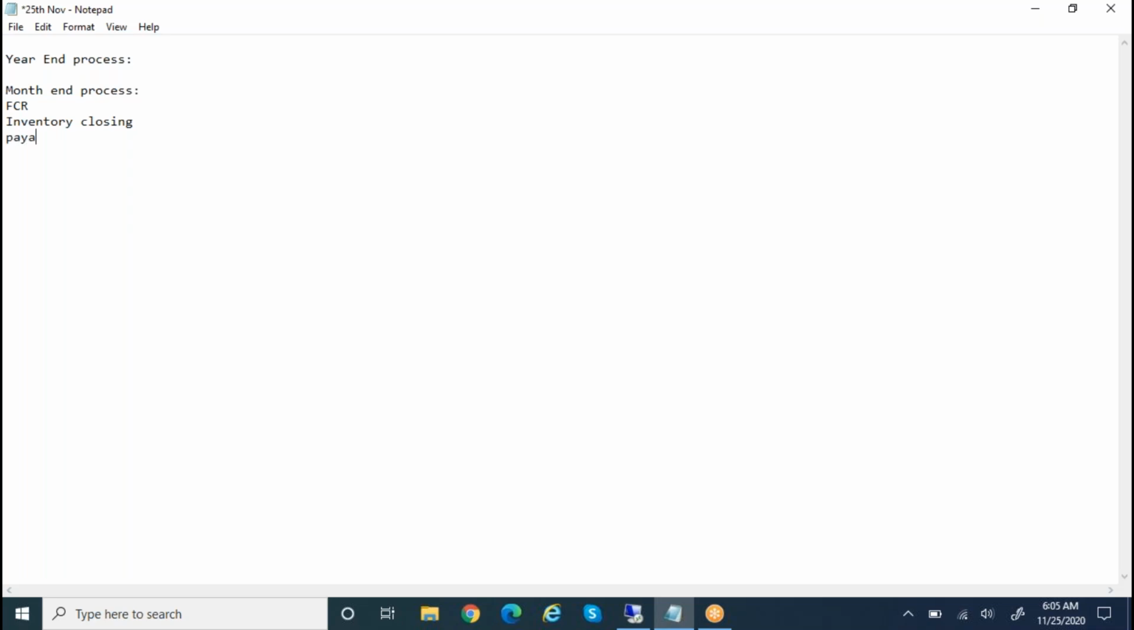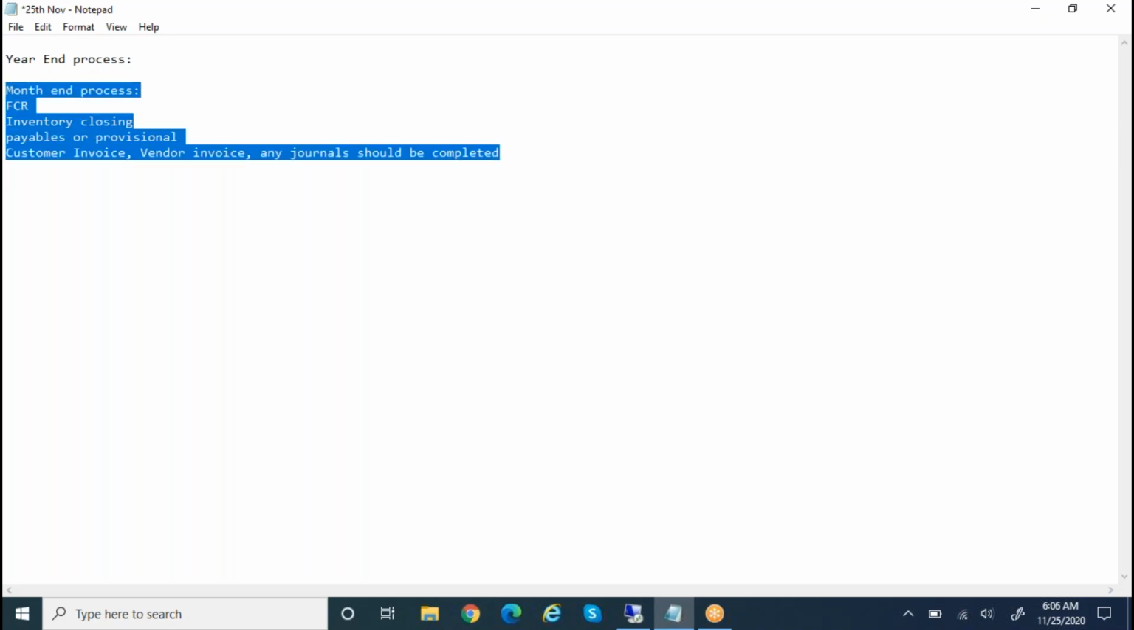And payables, provisional entries should be completed. Any invoices, like sales invoices, customer invoices or vendor invoices, anything pending, or any journals, should be completed. These are the month-end processes.